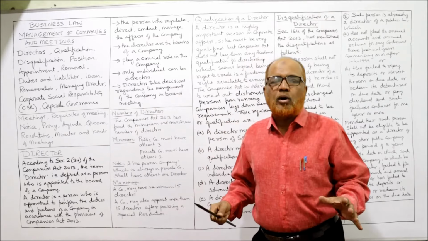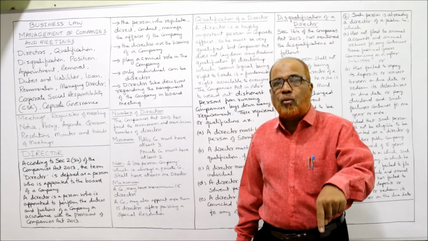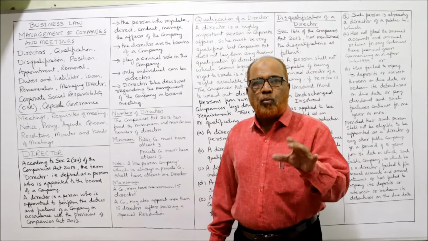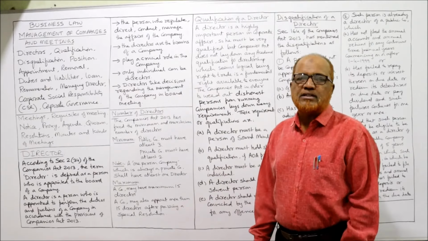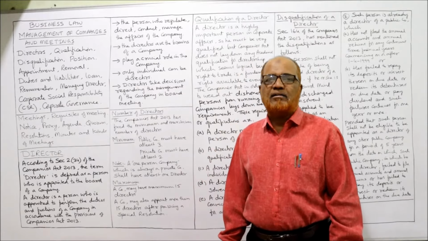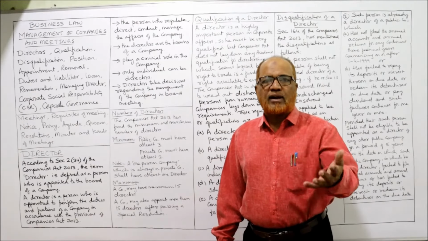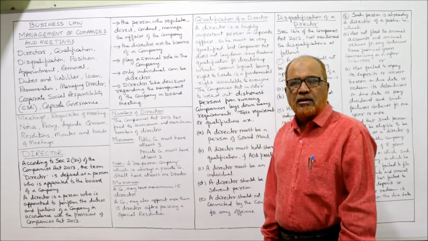So all the important decisions of the company will be taken by the board of directors. All the decisions will be taken in board meeting. So this shows the meaning of the term director. In examination, a question may be asked: define or explain the directors of a company. So this lecture, whatever I explained, if you write, you will be able to get good marks.